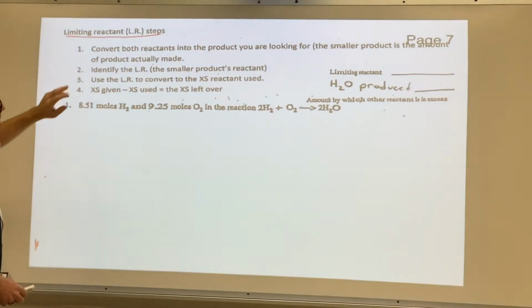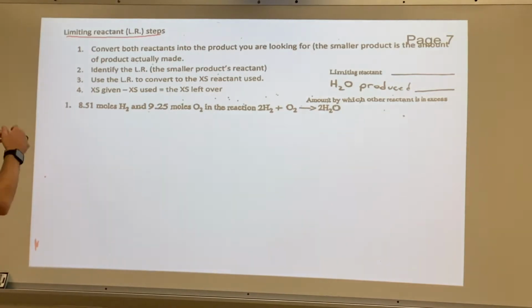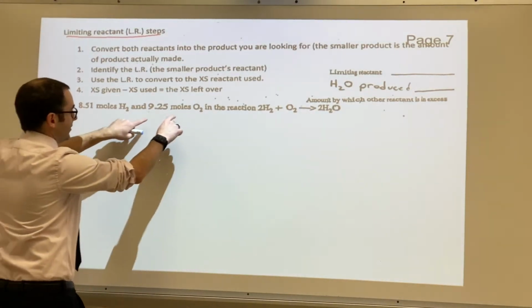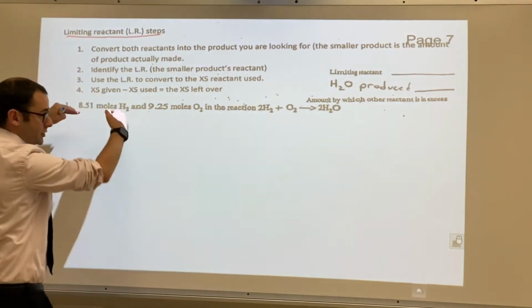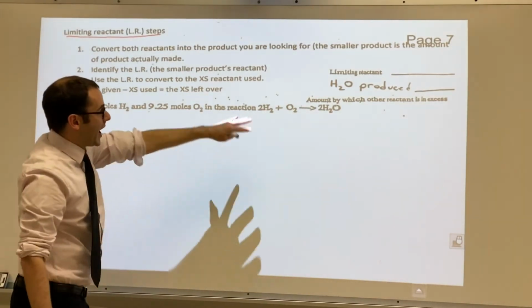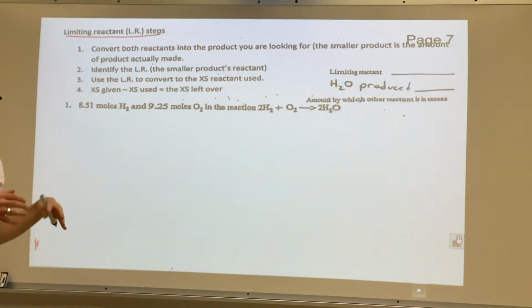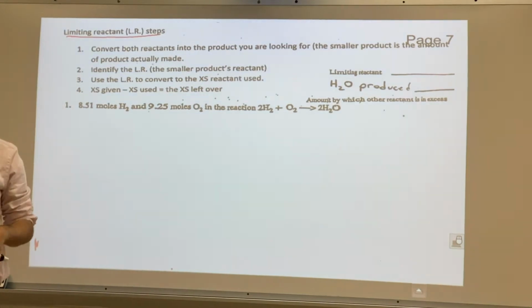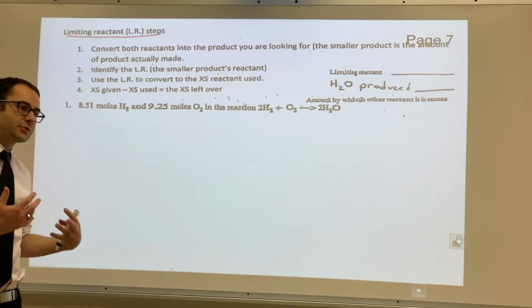It's convert both of the reactants into the product you're looking for, all right? So we're gonna convert this and this into water. So it's two separate problems. Once we have it as water, whichever one is the smaller number, that's how much we can actually make, all right? Now, why would it be the smaller one?